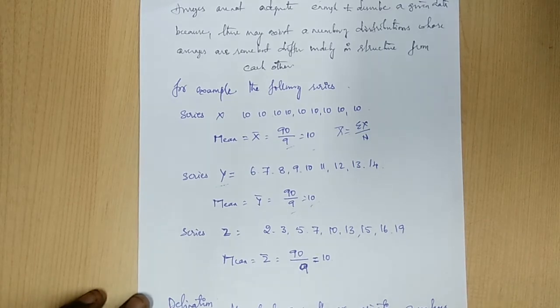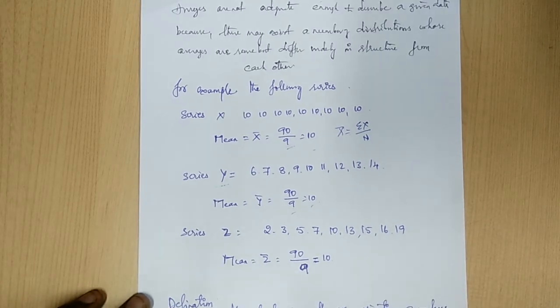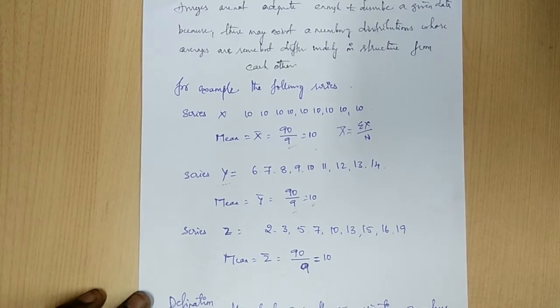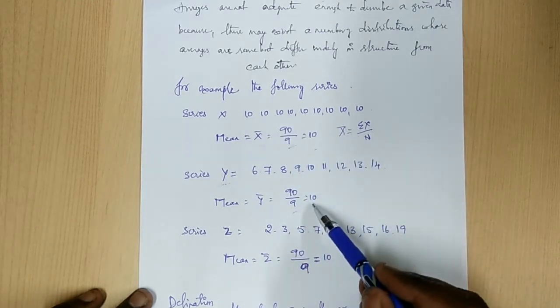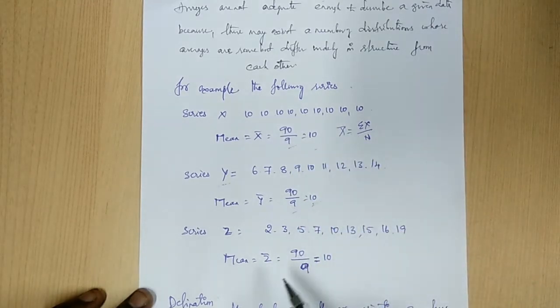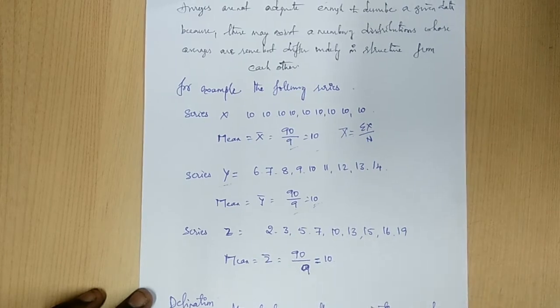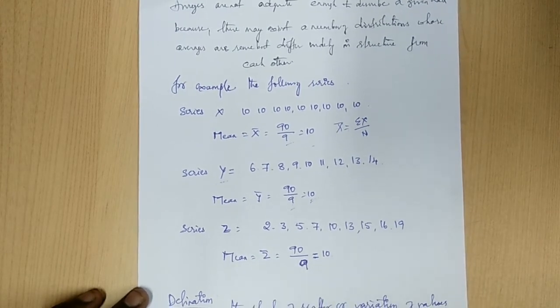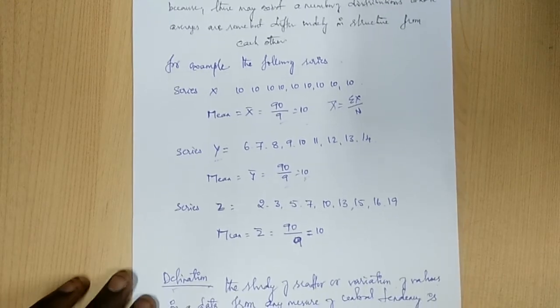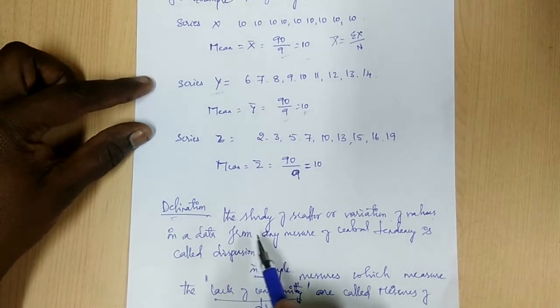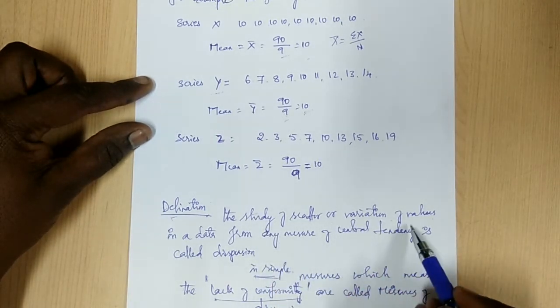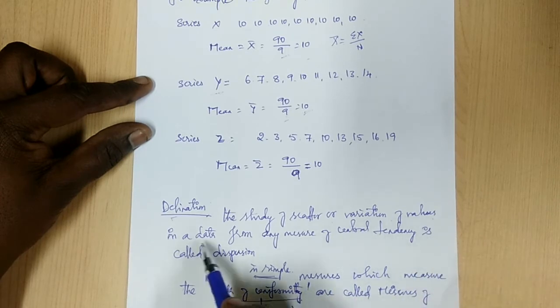So what do we understand here? In the above study, we learned about the variation of values from an average. The average here is 10. The variation of these values from the mean value is known as the measures of dispersion. So let us learn the definition of the measures of dispersion. The measures of dispersion is the study of scatter or variation of values in a data.